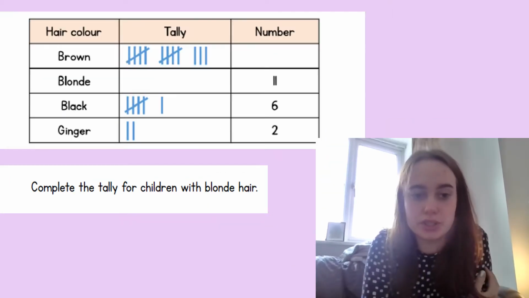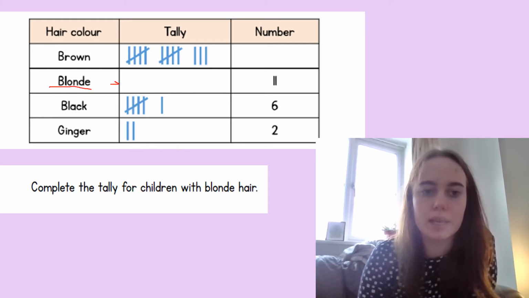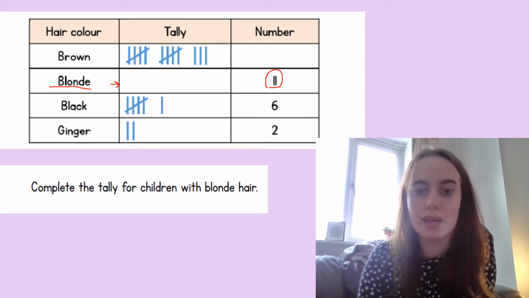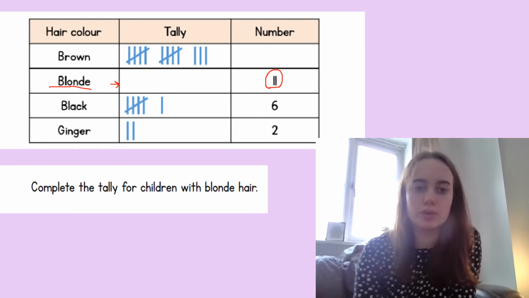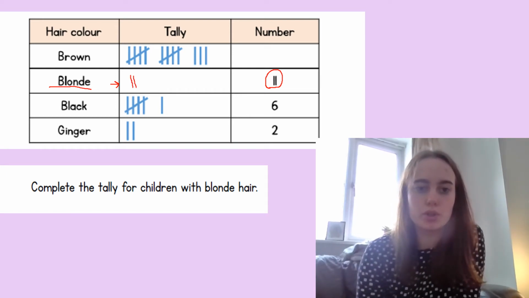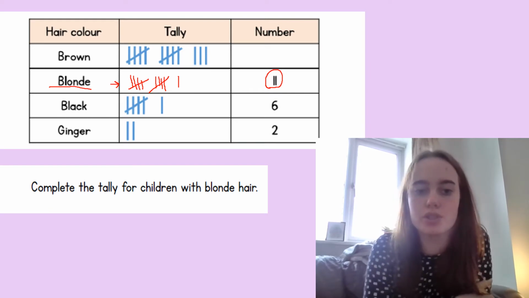The next thing the worksheet asks us to do is to complete the tally chart for children with blonde hair. So blonde hair is over here and you can see that the tally is missing next to it. We know the total because the total is written over here and it's 11. So we need to draw out a tally to show 11 children with blonde hair. So we've got 1, 2, 3, 4, 5, 6, 7, 8, 9, 10, 11. So there you go, our tally shows 11.